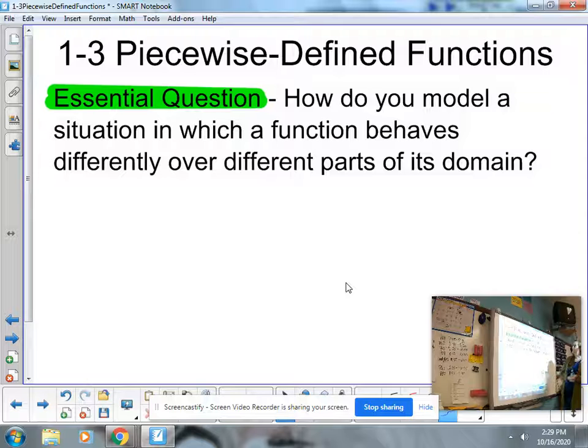So first we have our essential question: how do you model a situation in which a function behaves differently over different parts of its domain? So piecewise functions are going to have different rules depending on what x values you're looking at.